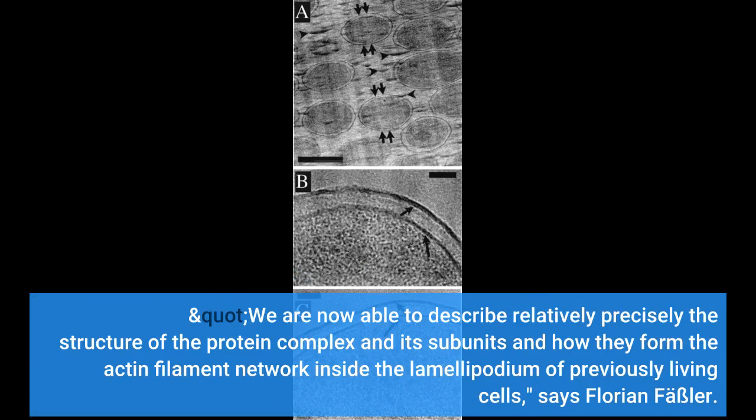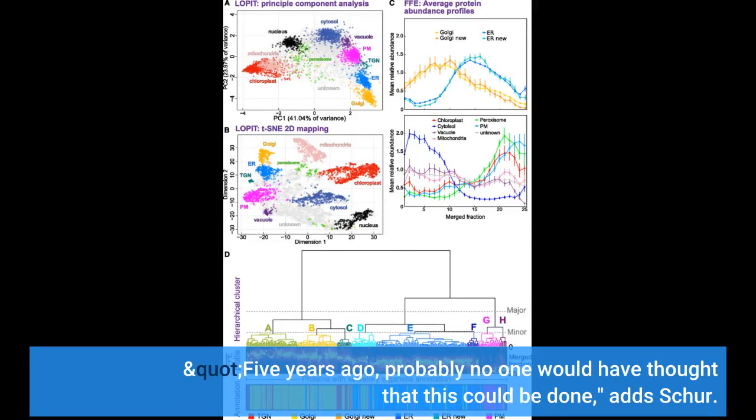We are now able to describe relatively precisely the structure of the protein complex and its subunits and how they form the actin filament network inside the lamellipodium of previously living cells, says Florian Fäßler. 5 years ago, probably no one would have thought that this could be done, adds Schur.